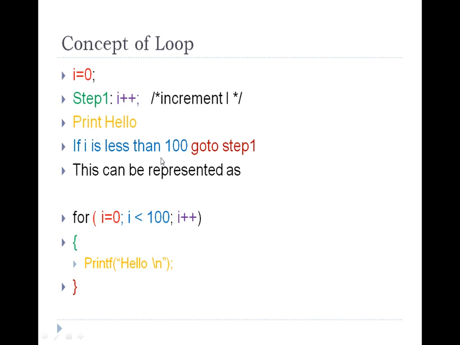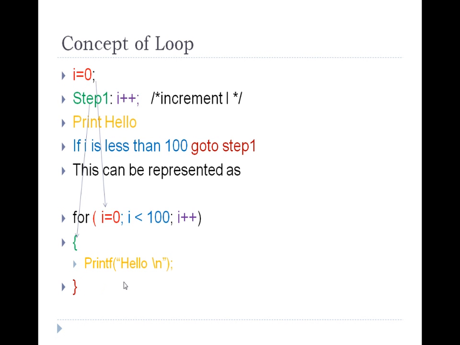Every loop will have an initialization, it will have a terminating condition. If you do not write this terminating condition, then the loop is going to run infinitely. But if we have a terminating condition, then the loop is going to run only if this condition is true. So as long as I is less than 100, this particular statement is going to be executed. This can be one statement, can be multiple statements as well.